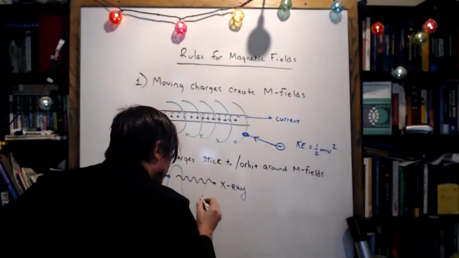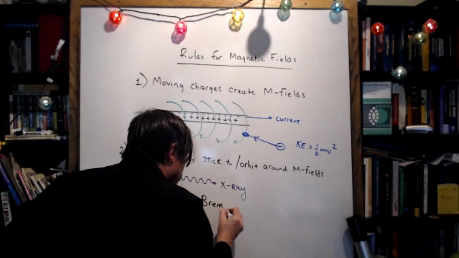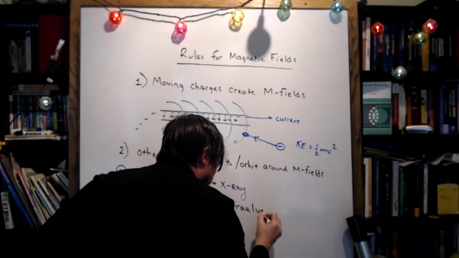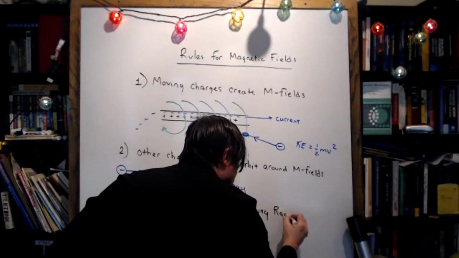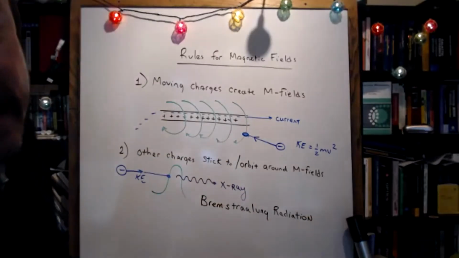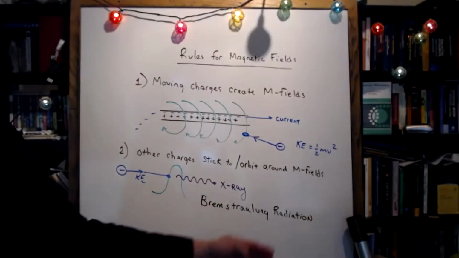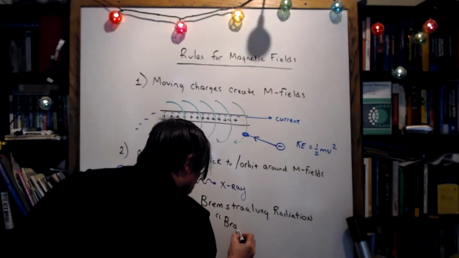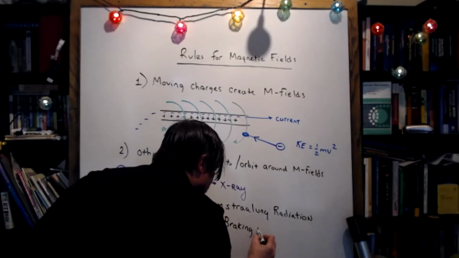So let's try to write this word down. Bremsstrahlung radiation. This is kind of an esoteric physics thing. Bremsstrahlung radiation is German for braking radiation.